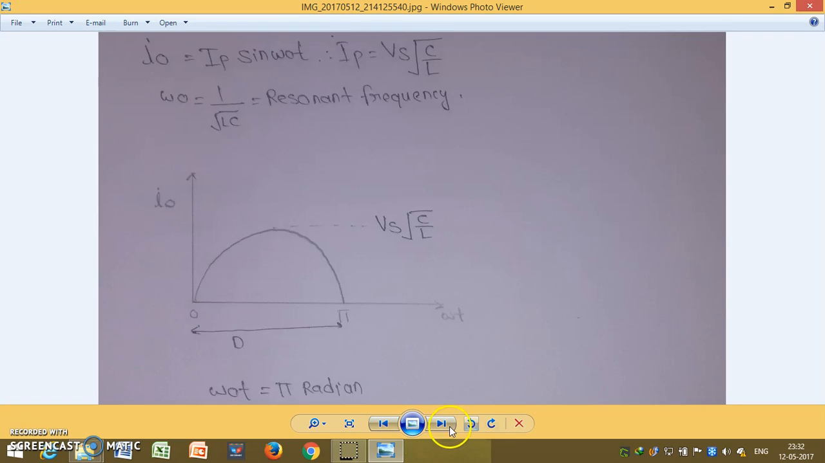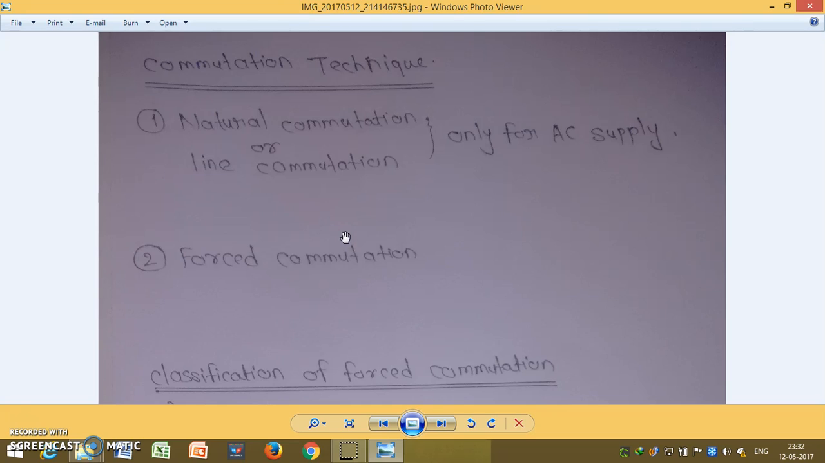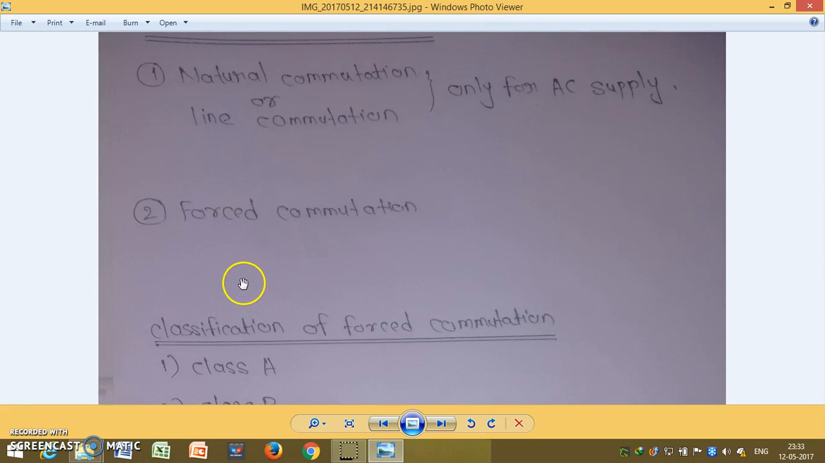Now we will move further. Commutation is of two types: natural commutation or line commutation, which is only used for AC supply, and forced commutation. So why do we require forced commutation? Because once the thyristor is on and we have to turn off the thyristor circuit, we have to use forced commutation, because the DC current never gets 0 automatically. We have to make it 0 so that it touches the x-axis and current will be 0, so that the circuit will be off. So there are some techniques.